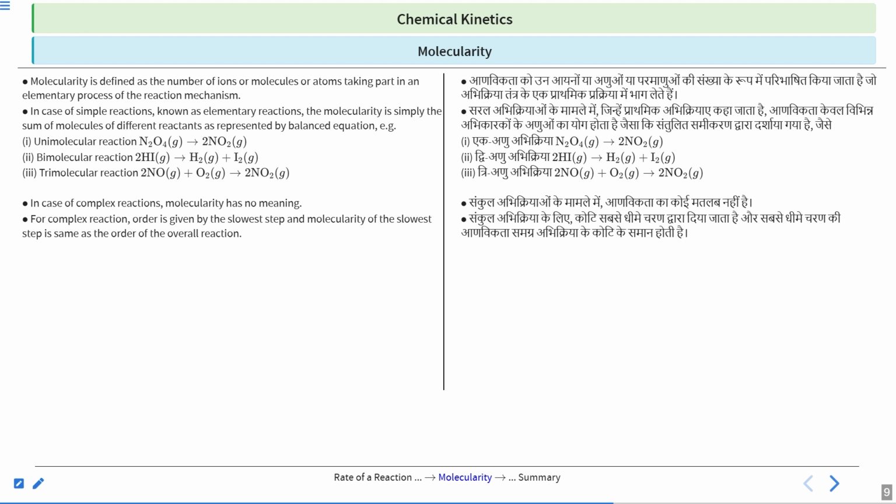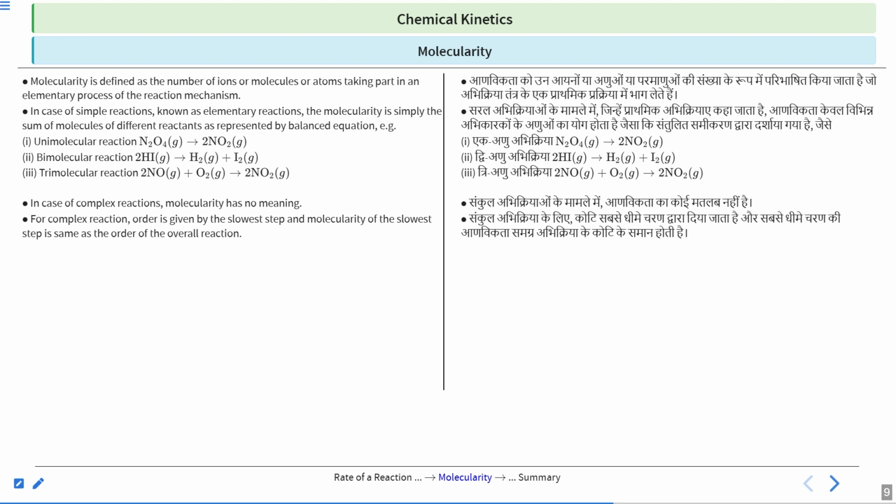Now, as I have told you earlier, your stoichiometric coefficient can or cannot be equal to the order of reaction. Now we will see the case when the order of reaction is equal to the stoichiometric coefficient. So we say that if we have an elementary reaction, then your order of reaction is equal to the stoichiometric coefficient. That thing is very important to remember.